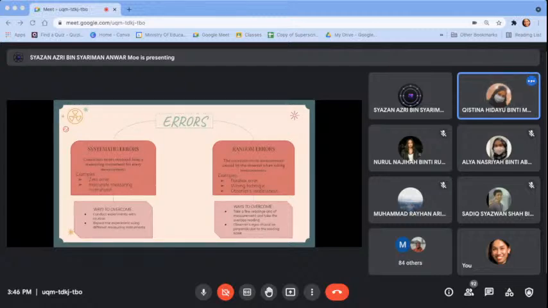Next is random errors. Random errors are the uncertainties in measurement caused by the observer when taking measurement. For example, parallax error that can occur due to the wrong positioning of the eye when taking measurement, wrong technique when using measuring instrument, and observer's carelessness. Ways to overcome this error is to take a few readings of the measurement and take the average reading. And the observer's eyes should be perpendicular to the reading scale when taking the reading of the measure.